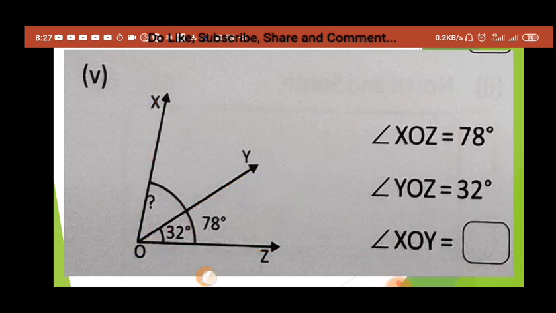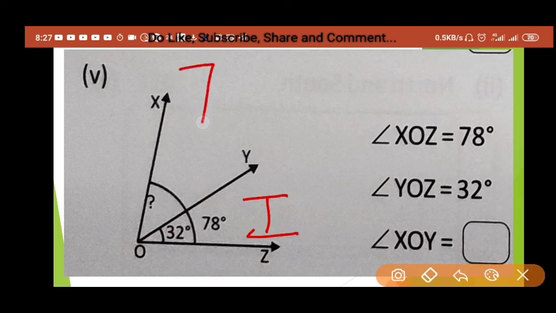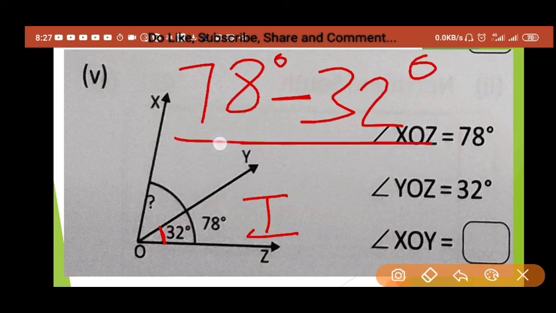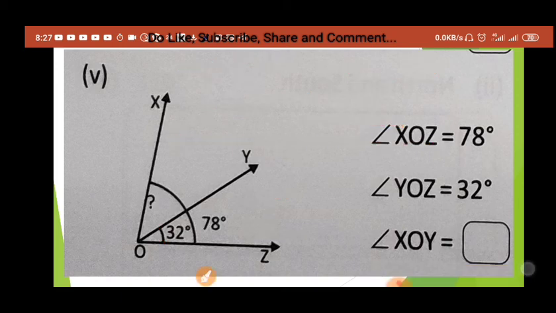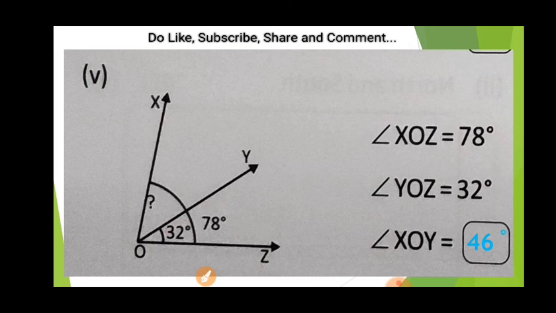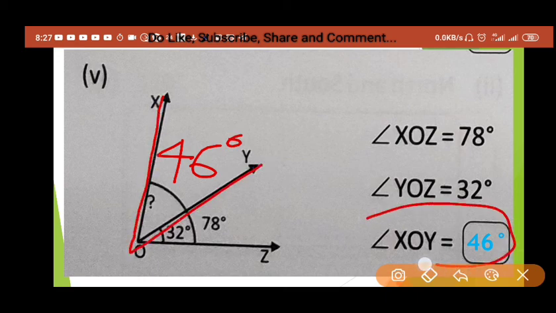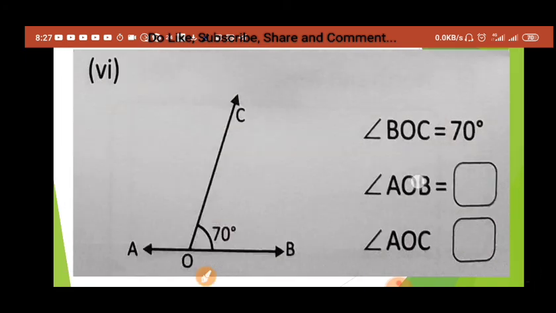Again, to get the second part we have the first part, and to get the second part, calculate. How to calculate it? 78 degree, this is total, minus first part. First part is 32 degree. When you will do subtraction for this, you will get the answer. What will be the answer? That will be 46 degree. So the answer will be 46 degree, and this is XOY that we have to find out. Okay, next let's see the next one.